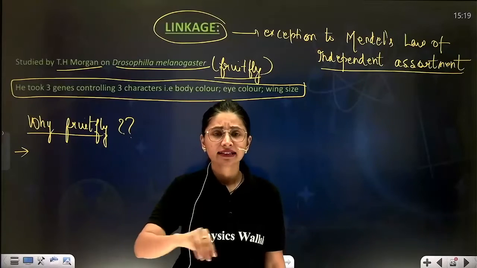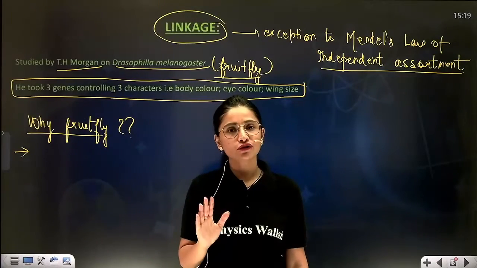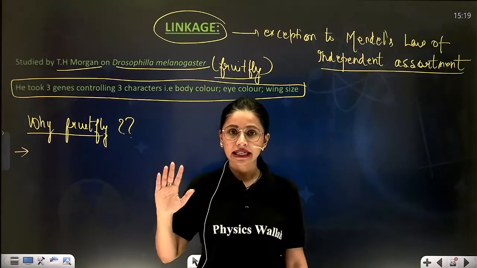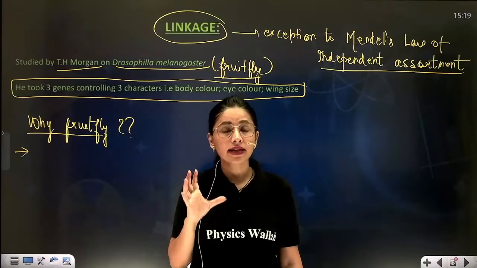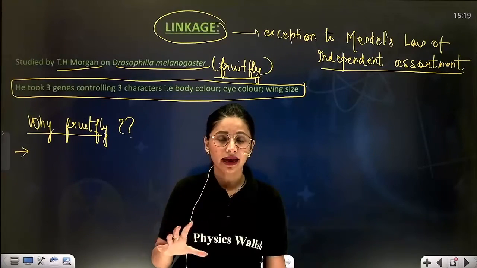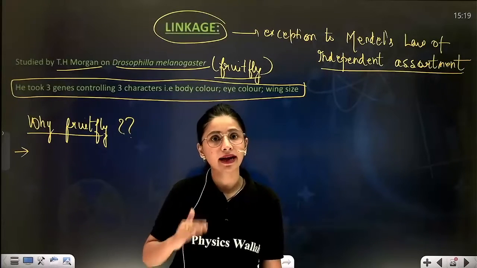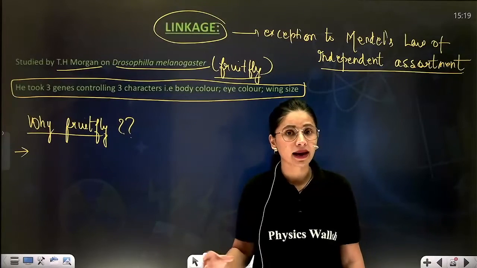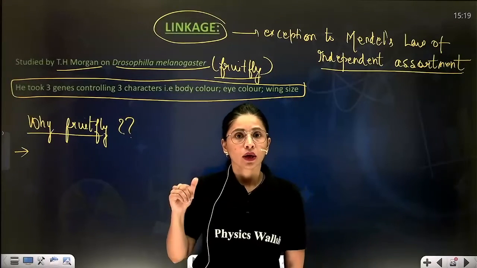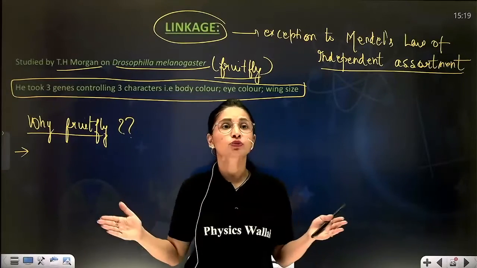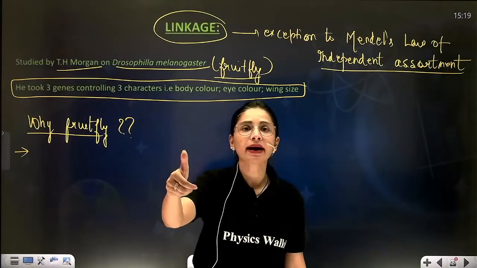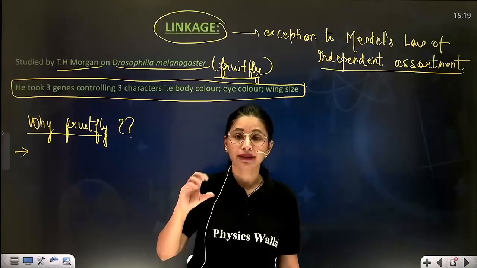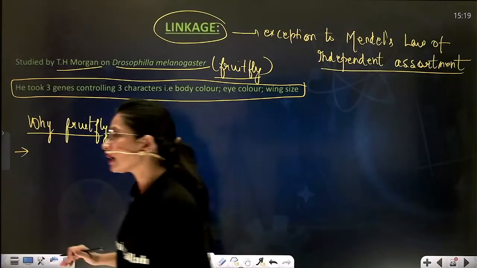Third, they are very easy to culture. Drosophila can grow on any simple synthetic medium. Fourth, they show the same sex determination as humans. That means male Drosophila are represented by XY sex chromosomes, whereas female Drosophila are represented by XX chromosomes. Now, they show sexual dimorphism. That means simply by looking at the fruit fly, we can tell which is male and which is female. Why? Because males are smaller and females are larger.